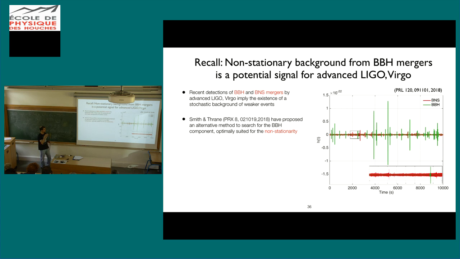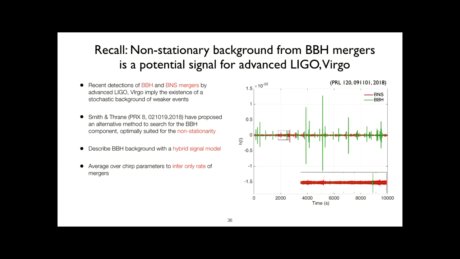The estimate that I gave last time, that it would take 40 months to see this, is based on our standard cross-correlation statistic, which assumes that the signal is on all the time. Smith and Thrain are now proposing a method that doesn't assume that the signal is stationary. They describe the background using a hybrid signal model similar to what I showed on the previous slide.